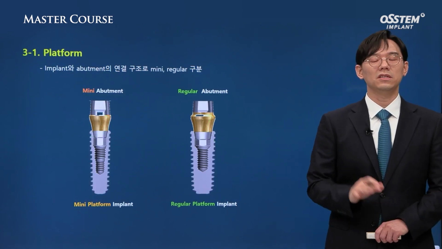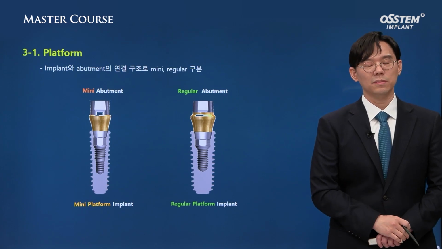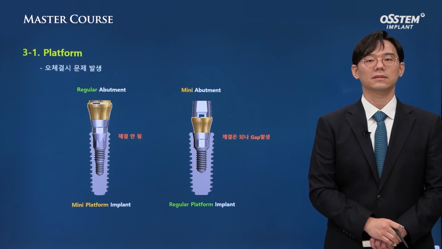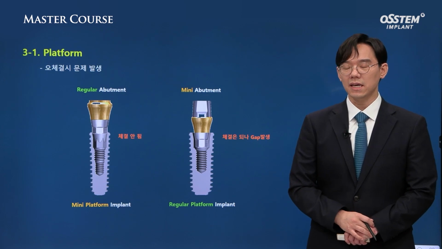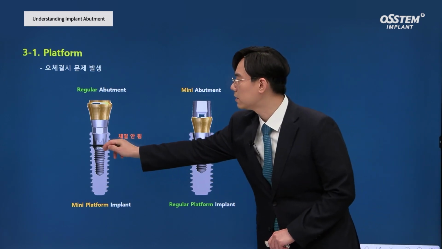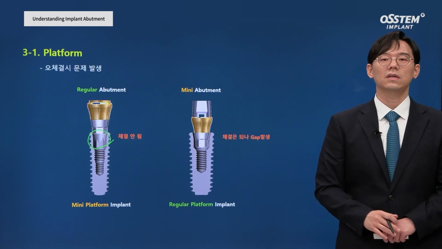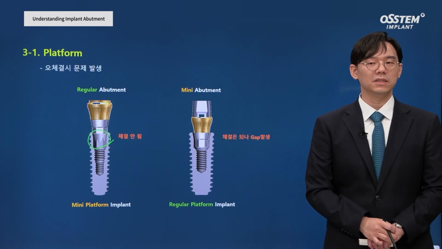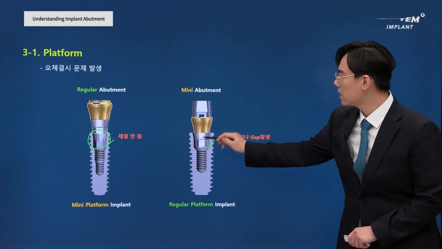In mini platform, you need to use mini abutment and you need to use regular abutment for regular platform. If you use regular abutment on mini platform, it will not connect. It does not work that way. And if you connect the mini abutment on regular platform, then there will be a gap in between.